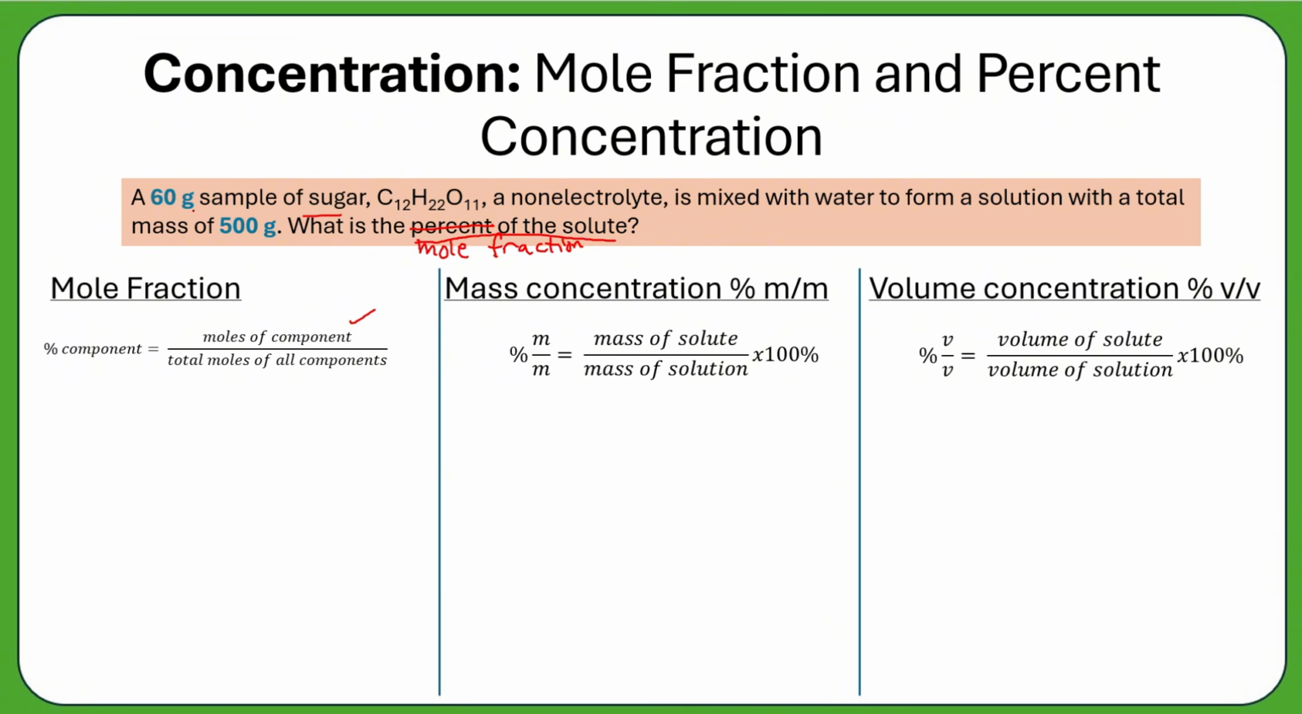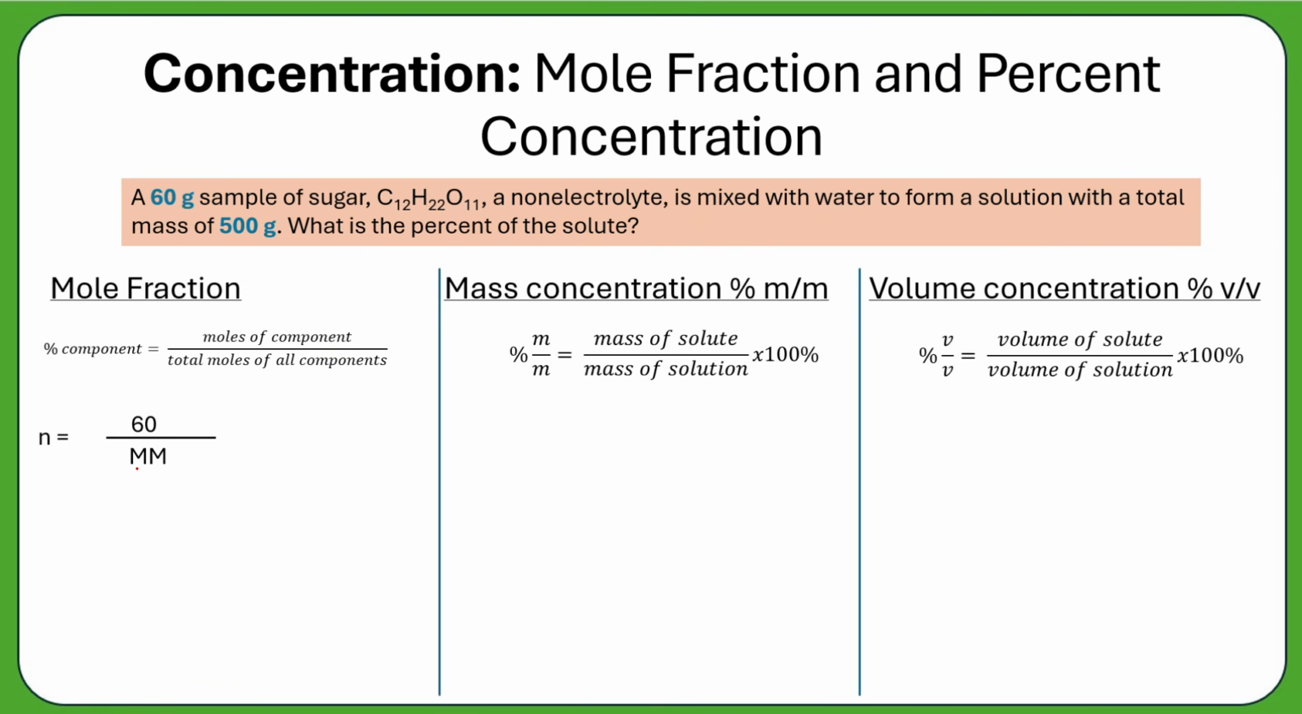What is the equivalent moles of that 60 grams? And the total moles of all the components in our solution, which includes the water. So first, we need to acquire the moles of each of them, the sugar and also the water. Let's start with the sugar first. So N is, remember, the formula for moles is mass over the molar mass of the sugar. The mass of the sugar is already given, 60 grams, and we need to find the molar mass of that sugar.